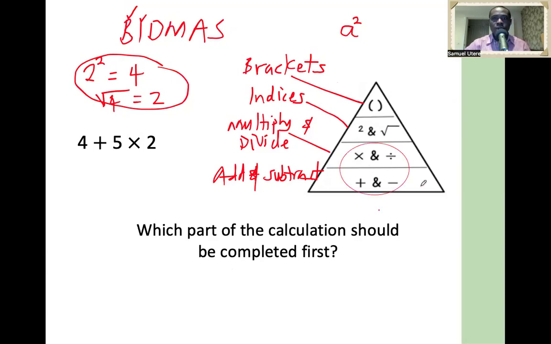So knowing what we know, we can see that we're going to have to do this one first, which is the multiplication, because multiplication is higher up. We do multiplication first before we do addition and subtraction. For BIDMAS, we start from the left. We look at our calculation to see which of these come first. So we do the 5 multiplied by 2 first, and then we add the 4, so our answer will be 14.